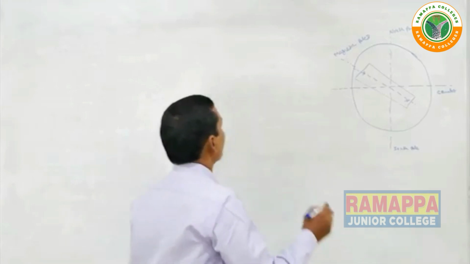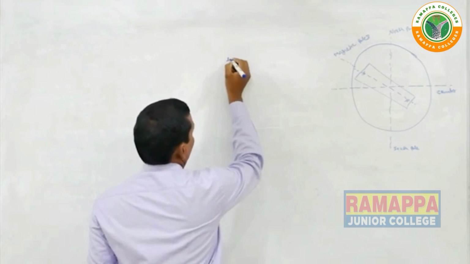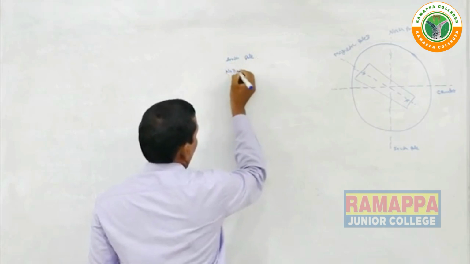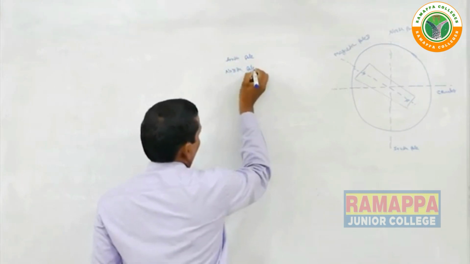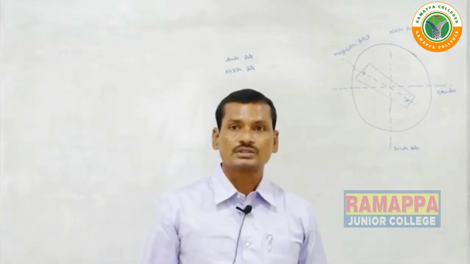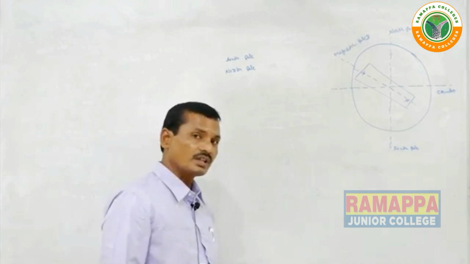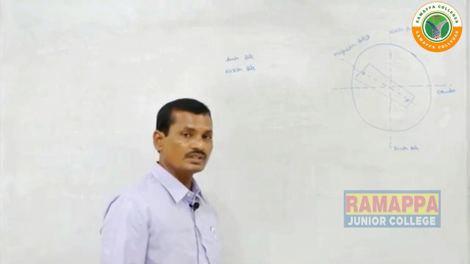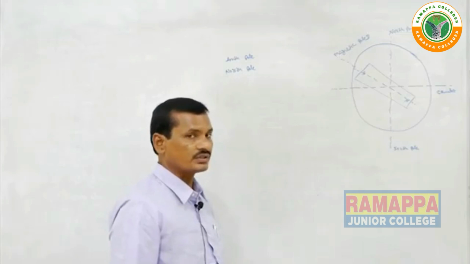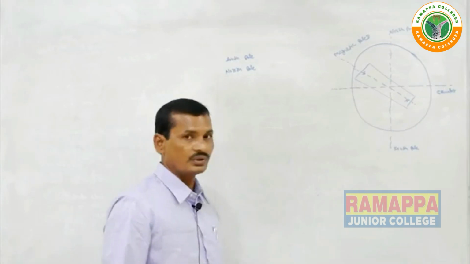Therefore, the south pole of the compass pointing towards the south is called the south pole of the earth. The compass north pole indicates the north pole of the earth.